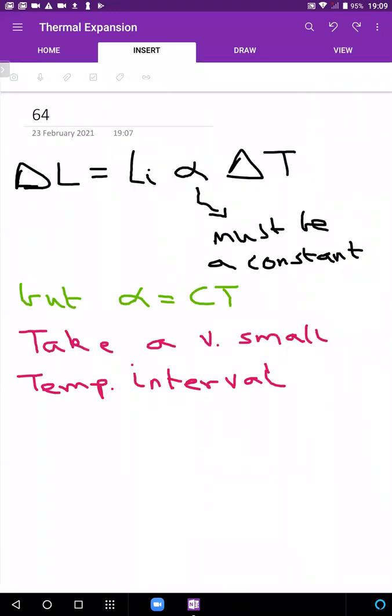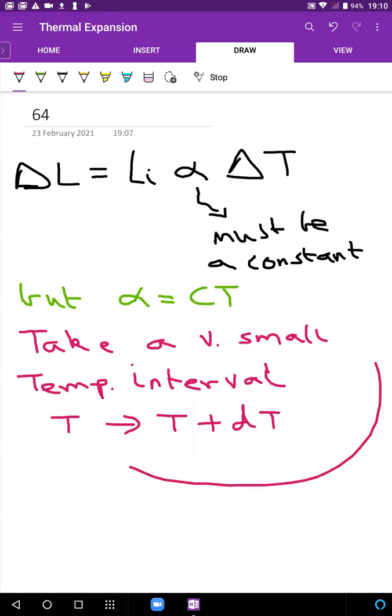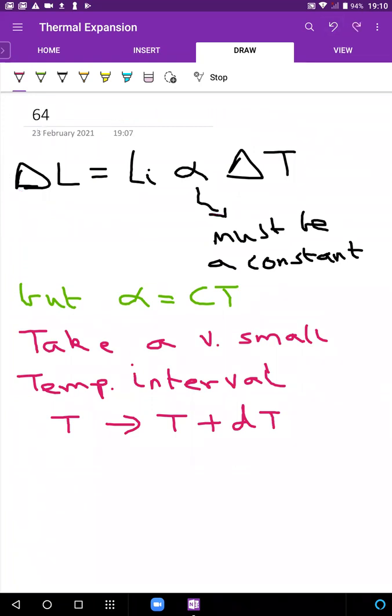Coming back to this, take a very small temperature interval. Let's say the temperature interval is from T to T plus dT. Now the idea behind such a small temperature interval is that during this interval the temperature does not change much, and because temperature does not change much, alpha does not change much, and because alpha does not change much, we can use this equation in that small temperature interval.